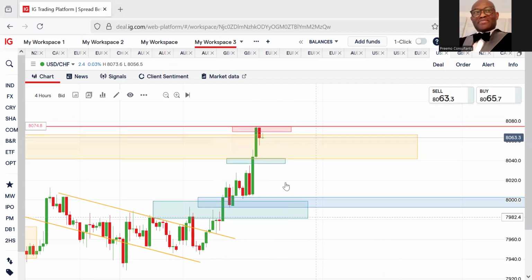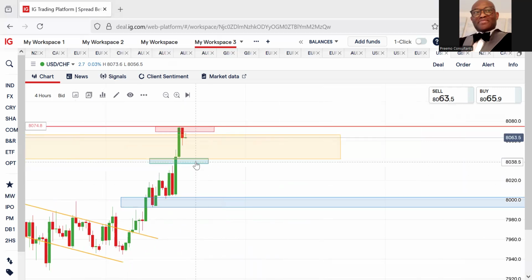And to do that, you have to look for a better way to get involved from this zone. Mind you, this breaker block has done its job, so let's remove it. The only thing we're interested in now is this fair value gap, if price tries to come back to this zone.